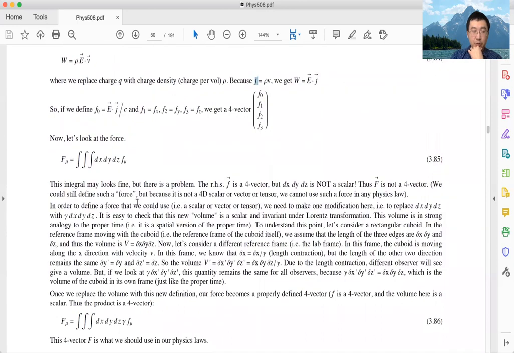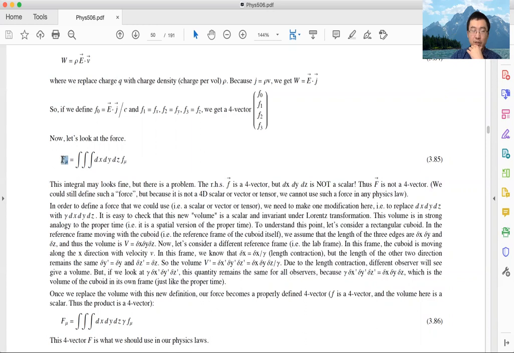So the last topic I want to mention is force. We are always talking about force density here: force per volume, power per volume, and so on. It's density, not force itself yet. In order to go from force density to force, we need to do a spatial integral. This is force per volume; we integrate over all the volume, so we get the total force. But this formula also needs modification.